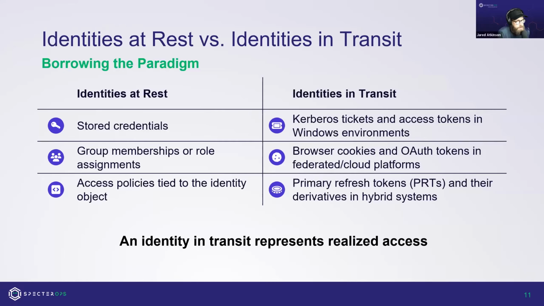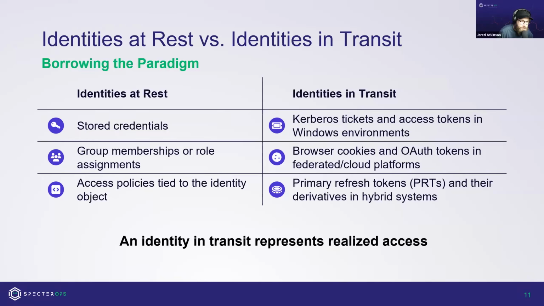It's a new framing of an old idea, which we all are kind of generically familiar with, especially if you have a red team background, which is the idea that identities themselves exist in two different states. You have the identity at rest, which is things like stored credentials, group memberships or role assignments, access policies tied to the identity object. Once you register a user account with the domain or with the IAM platform, you are creating an identity at rest. That identity has some sort of potential to perform some sort of access on different resources in the platform.